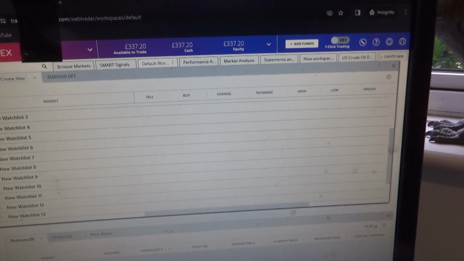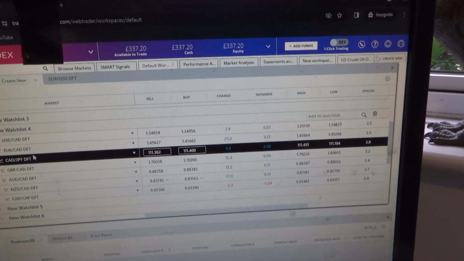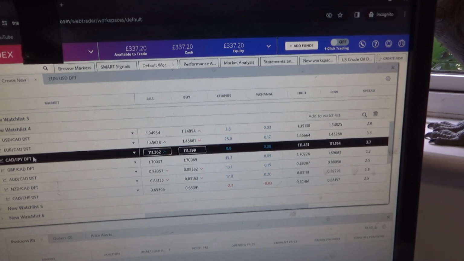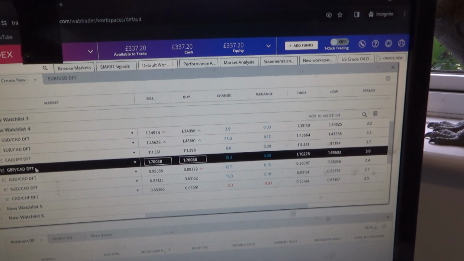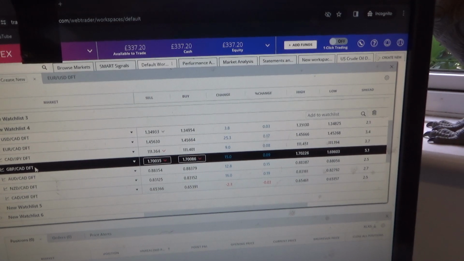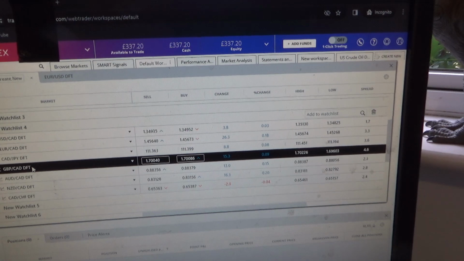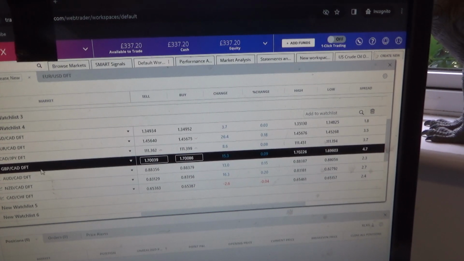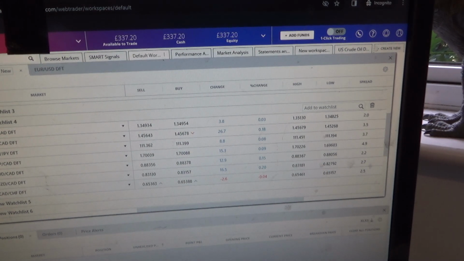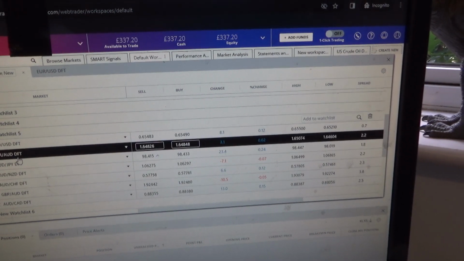Watch list 4 is the CAD. So you've got the CAD on the back end here, positive, CAD positive there, and you've got a crosswind there. You've got pound CAD is positive, so the CAD's negative. So we know the CAD's not in play either. So we can get rid of that. Watch list 5, AUD then.